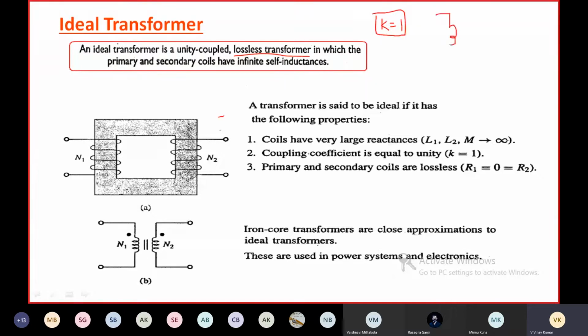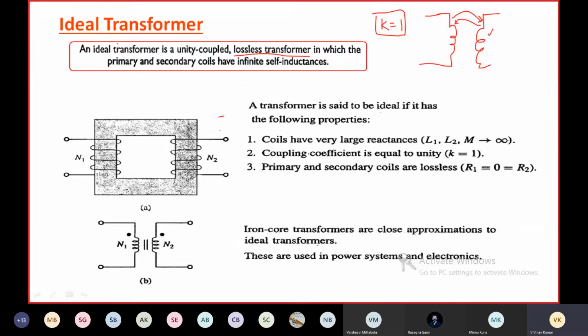Let us have two coils. This is the primary coil, whereas this is the secondary coil. So when K is equal to 1, whatever flux is produced in coil 1, all the flux will link coil 2. Similarly, whatever flux is produced in coil 2, all the flux links coil 1. Then K is equal to 1.